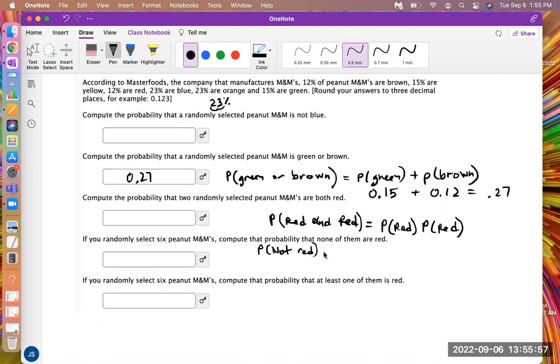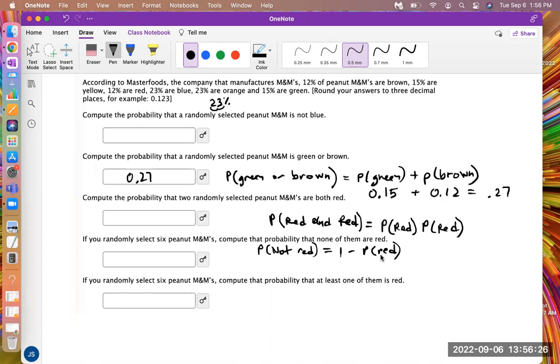The probability of it being not red is 1 minus the probability that it is red. That's because these are complement events. Either that's true for every single thing in our sample space, and the different things in our sample space are the different color M&Ms. For all the different color M&Ms, yellow, brown, blue, orange, when we ask, is it red or not red, all of the M&Ms fit into one of those categories.